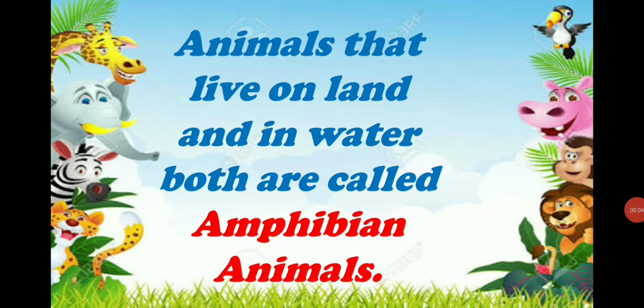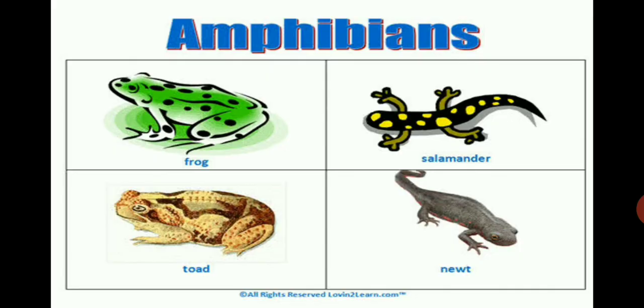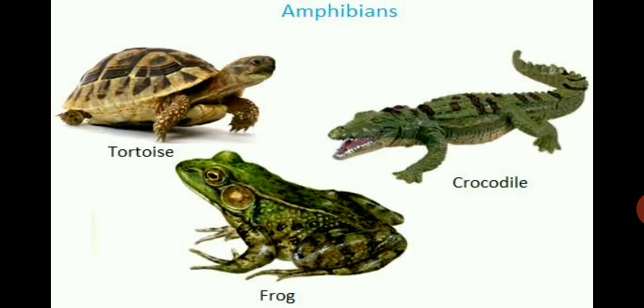Amphibian animals. Animals that live on land and in water both are called amphibian animals. Amphibians are living on land and in water as well. Some examples are frog, toad, salamander, newt, crocodile, tortoises, etc. So these are kinds of animals on the basis of their habitat.